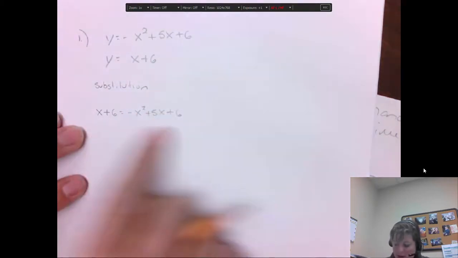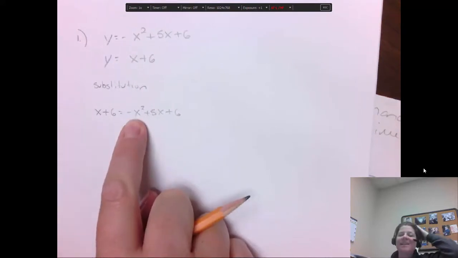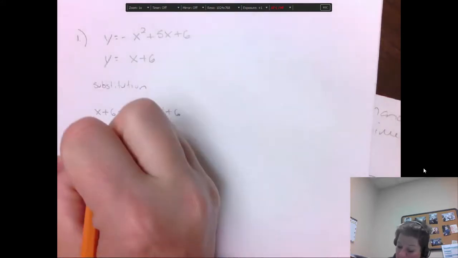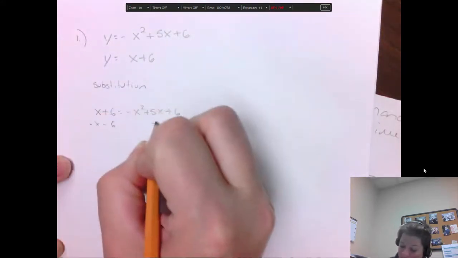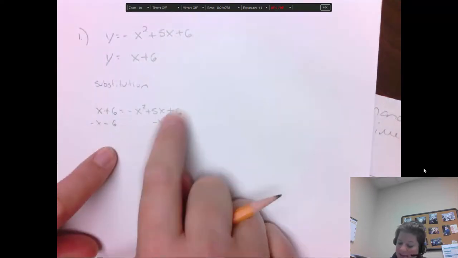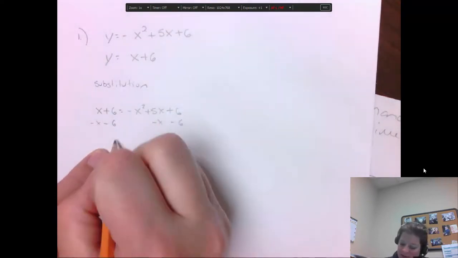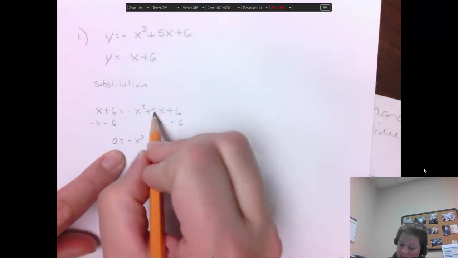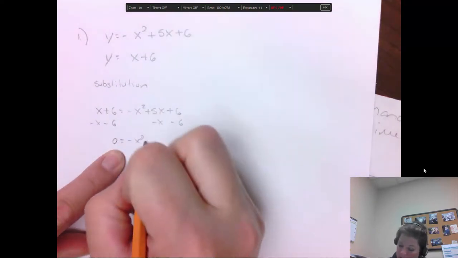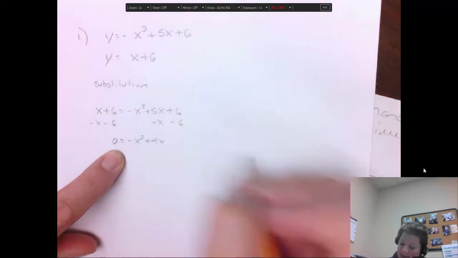From here, it has an x squared in it, so I have to set it equal to 0 and then use factoring to solve. So I'm going to subtract the 6 over and subtract the x over. Notice I lined them up with the x's and the numbers so that I have 0 equals, and I still have the negative x squared. 5 minus 1 is 4, so I have 4x, and 6 minus 6 is 0.